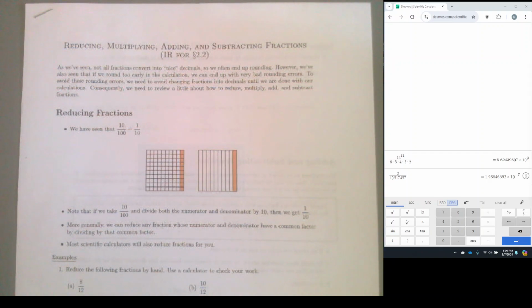We already talked about reducing fractions a little bit in the context of changing them into decimals, and we'll just use our calculators to do these reductions. You can reduce by hand if you want to, but you're also welcome to just use a calculator.